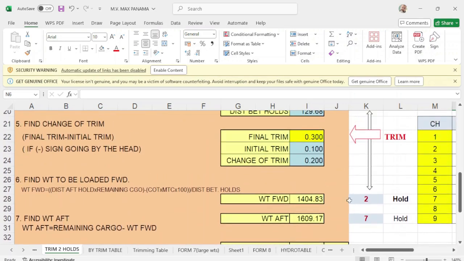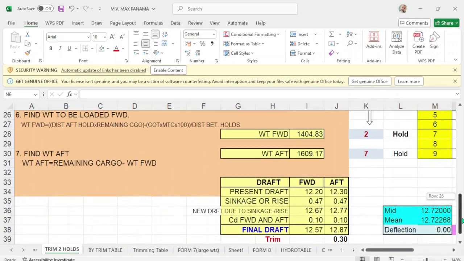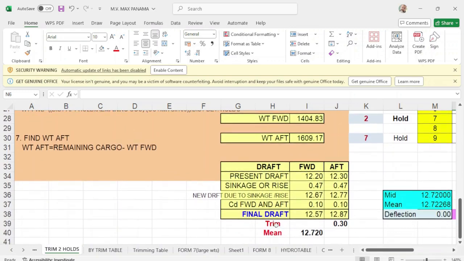Actually, this program stops at number 7 only, because it's asking only for how much to load in weight, how much to load in hold number 2 and number 7. But I put this one to get the departure drop. So the departure drop would be 12 point forward, 12.57 and 12.87.